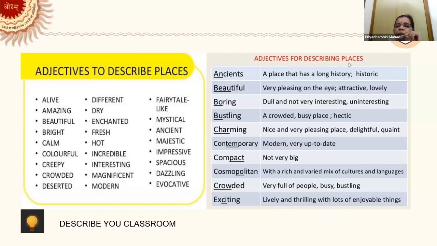So adjectives for describing places: beautiful, bustling, charming, compact, cosmopolitan, crowded, exciting. So all these few words you can give them as a clue initially, but then later they are supposed to write on their own. So this is how we ask them to describe a place. This is for class 3 level.